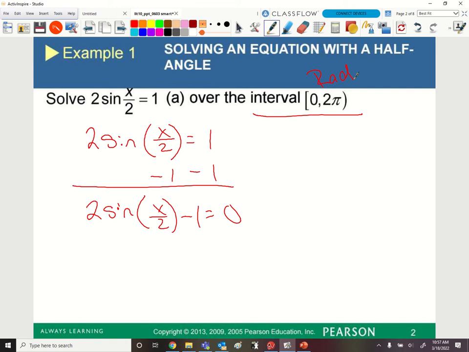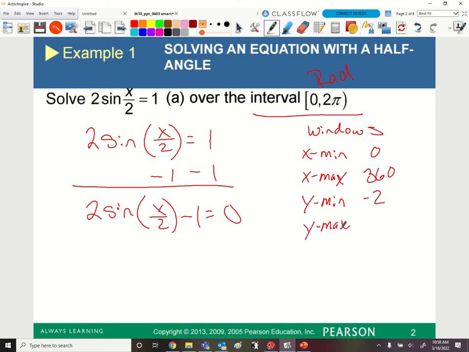So, for those people that missed the other day, my window is going to be my x min. What's the x min in this case? 0. X max is what? 360, not 2 pi, because I have to do this in degrees. And 2 pi is the same as saying 360. Y min? Negative 2, that's standard. And Y max? Very good. Because I want to keep my answers right around the x-axis, so it's going to be really easy to see where it crosses the x-axis.